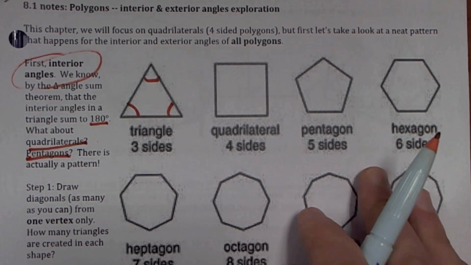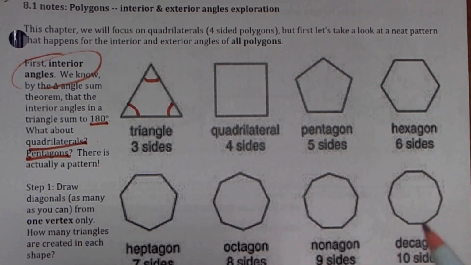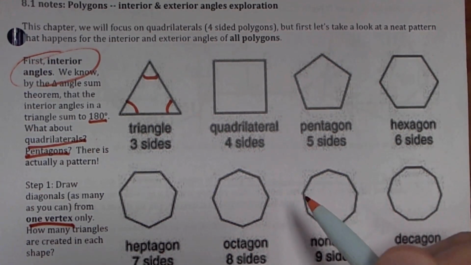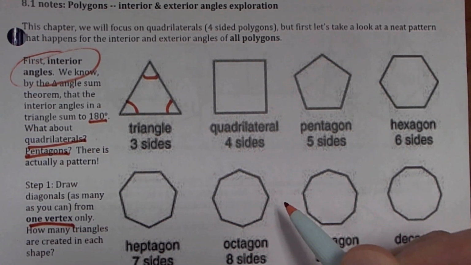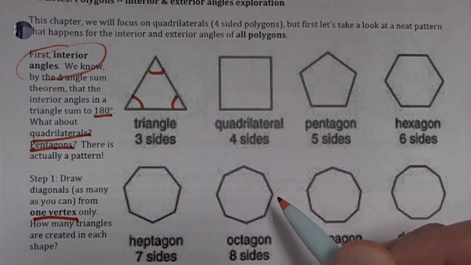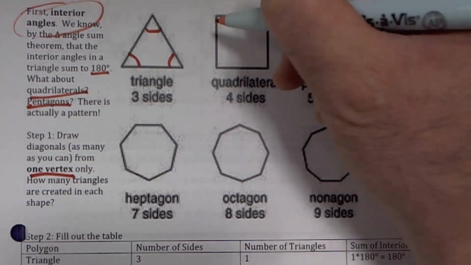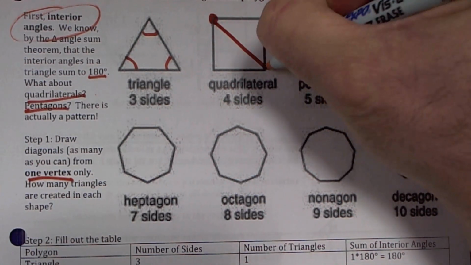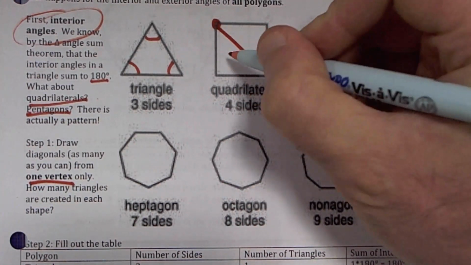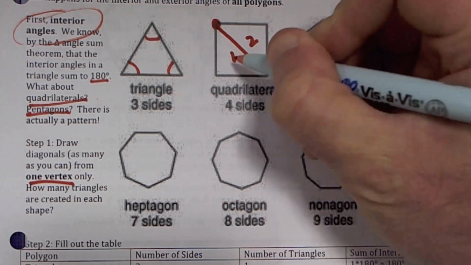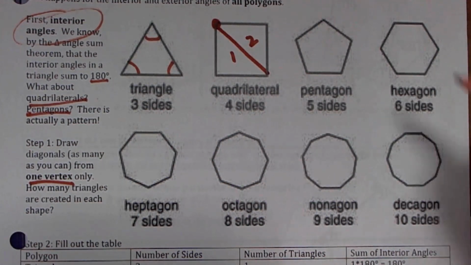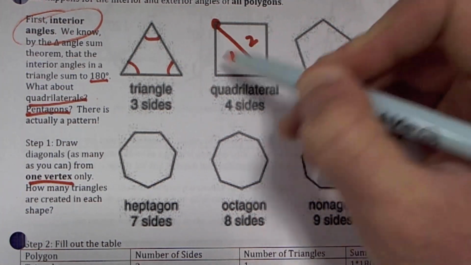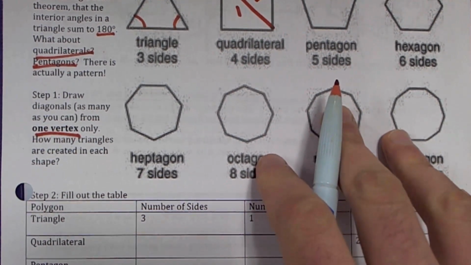So what we can do is start with one vertex and notice, if you draw diagonals from corner to corner, how many triangles can you create? For example, if I take a quadrilateral, here's my vertex, and I go like this, I've just created two different triangles. Notice I only start with one vertex. I don't start here too, because then that would be overlapping. That's not how many triangles I have. You only want to count it once.